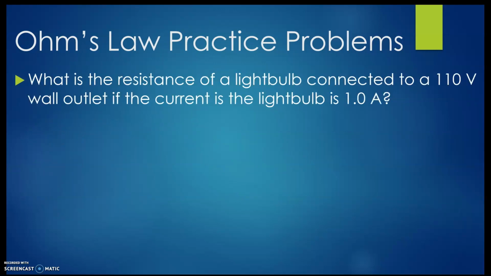Okay, the last example that we have, we're going to go through right now, says, what is the resistance of a light bulb connected to a 110 volt wall outlet if the current in the light bulb is 1 amp? We always want to start by writing out the information that's given. Okay, so we have our voltage, 110 volts. Okay, the current is 1 amp. That means we're looking for resistance.